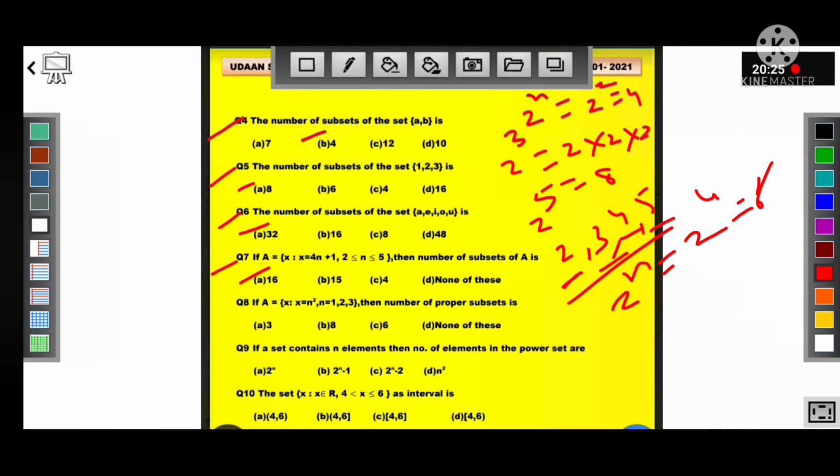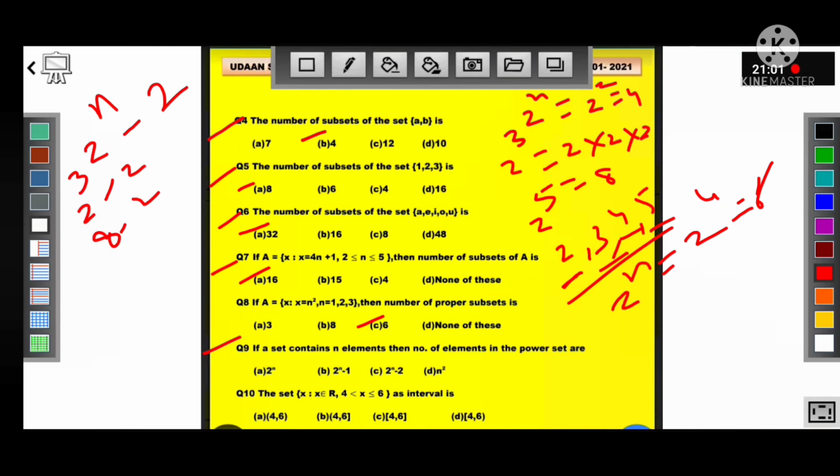If A is equal to {x such that x = n square}, then the number of proper subsets is. Because this set has 3 elements, by putting n equal to 1, 2 and 3, we get 3 elements in this set. Now the number of proper subsets is given by 2 raised to the power n minus 2, that is 2 raised to the power 3 minus 2, that is 8 minus 2, which is further equal to 6.